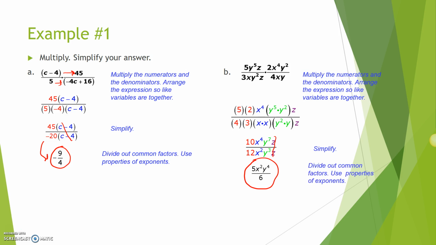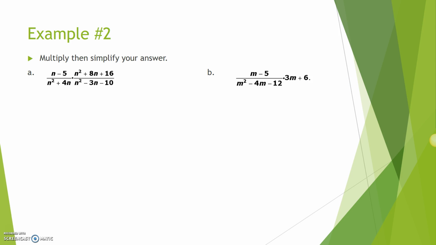Here we have some more examples, and our first one here is we are going to factor first. So notice we have here (n minus 5) over (n squared plus 4n) times (n squared plus 8n plus 16) over (n squared minus 3n minus 10). So I'm going to factor.